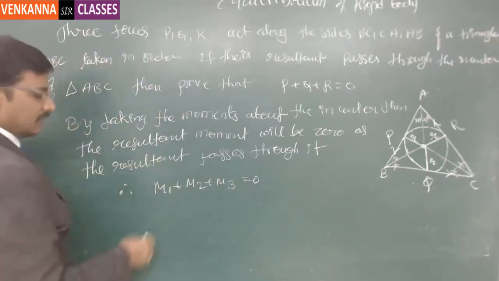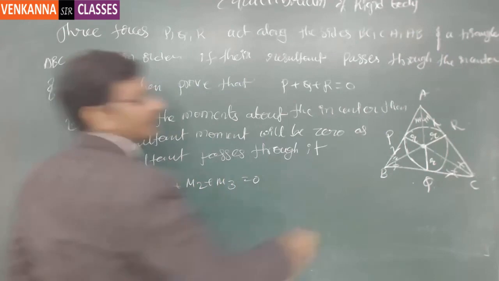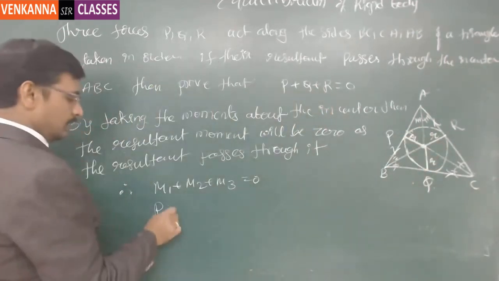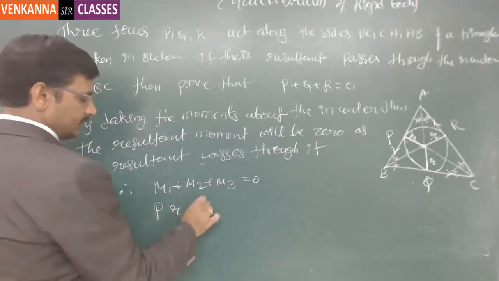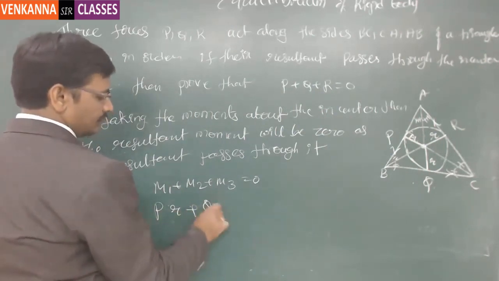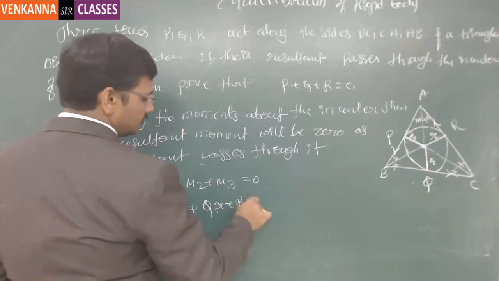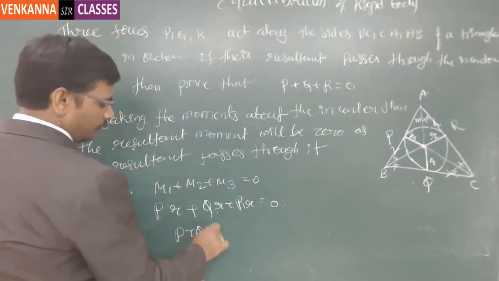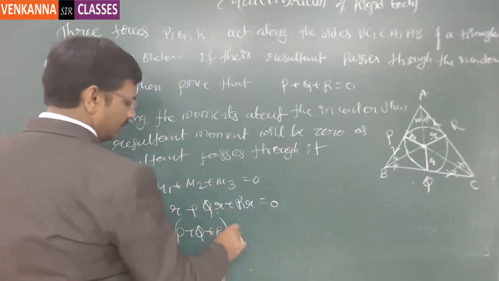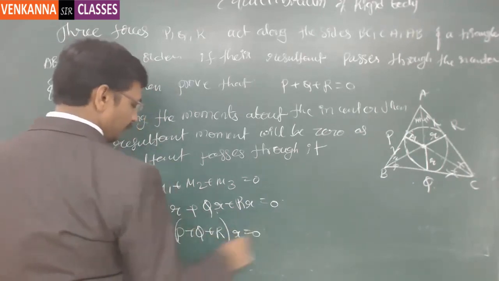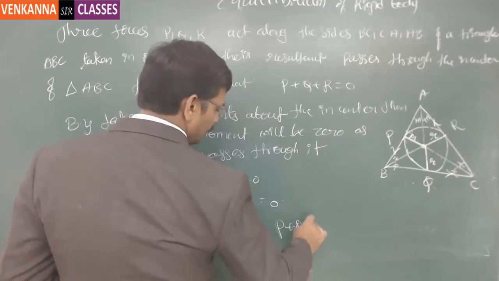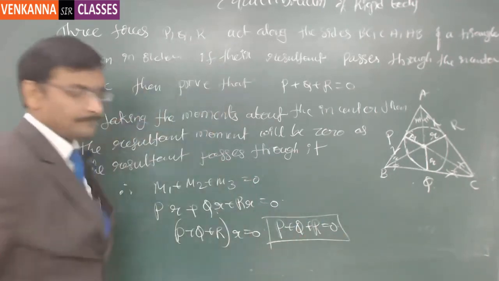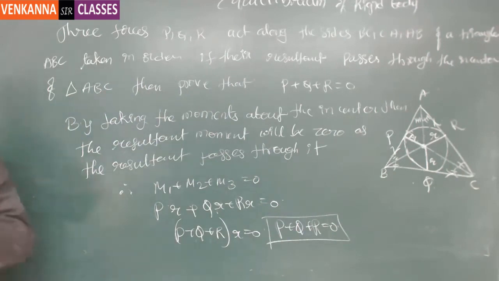Now M1 is nothing but P into the perpendicular distance. This radius itself is the perpendicular. So P into R plus Q into R plus R into R is equal to 0. Now if you take the radius out, P plus Q plus R times the radius is equal to 0. It implies P plus Q plus R equal to 0. Got it? Understood?